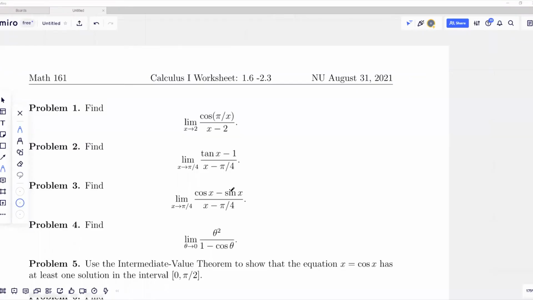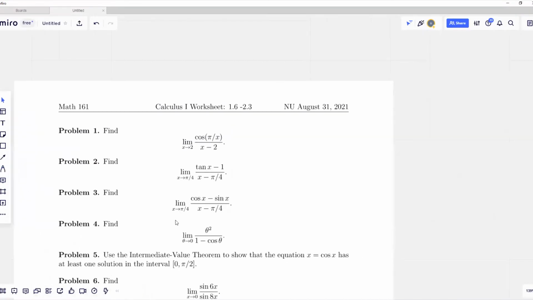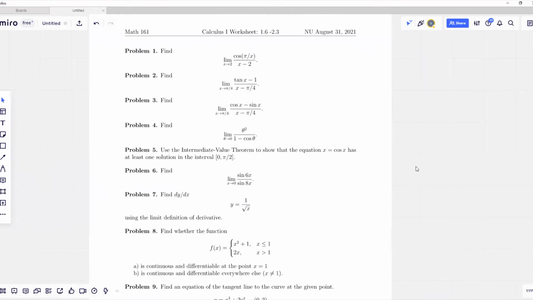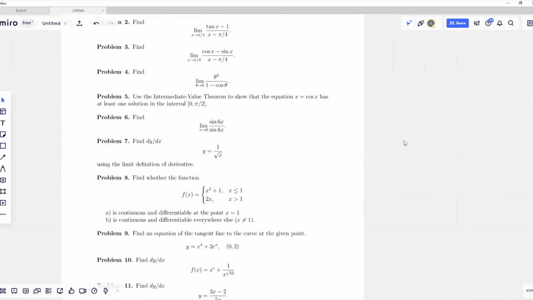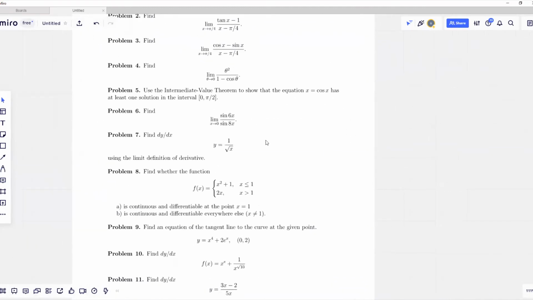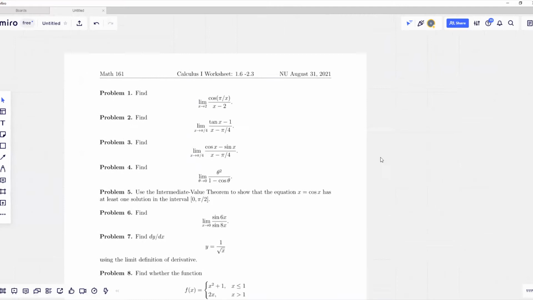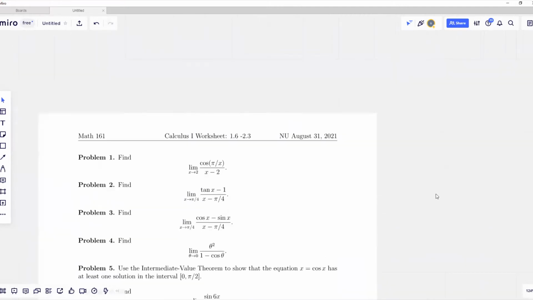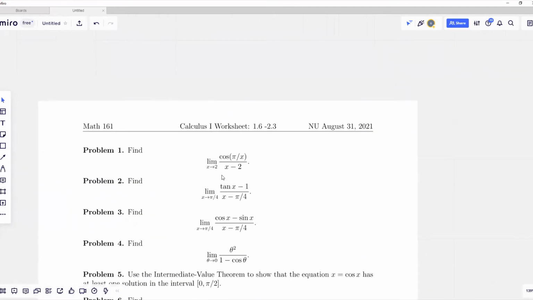Hey guys, in this video we are going to solve the following worksheet that covers sections 1.6 through 2.3. We have some limits here, a little bit of continuity, a limit definition of derivative, and a couple of derivatives at the end. So let's start. Let me copy it down quickly.